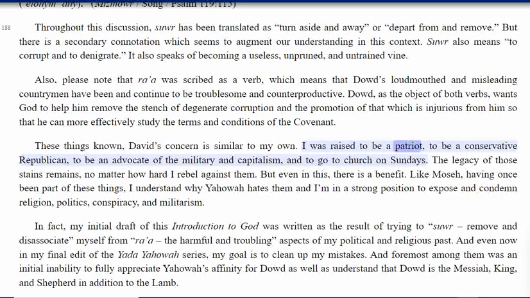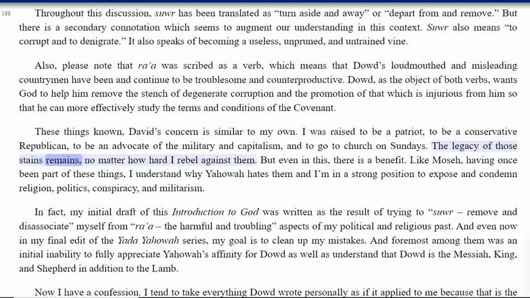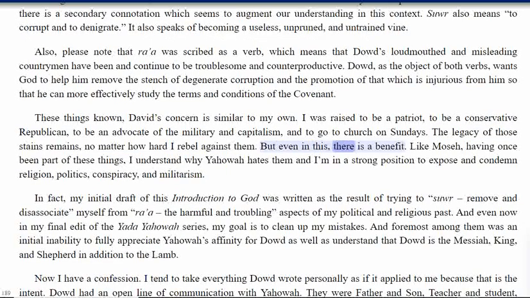I was raised to be a patriot, to be a conservative Republican, to be an advocate of the military and capitalism, and to go to church on Sundays. The legacy of those stains remains, no matter how hard I rebel against them. But even in this, there is a benefit. Like Moses, having once been part of these things, I understand why Yahowah hates them, and I'm in a strong position to expose and condemn religion, politics, conspiracy, and militarism.